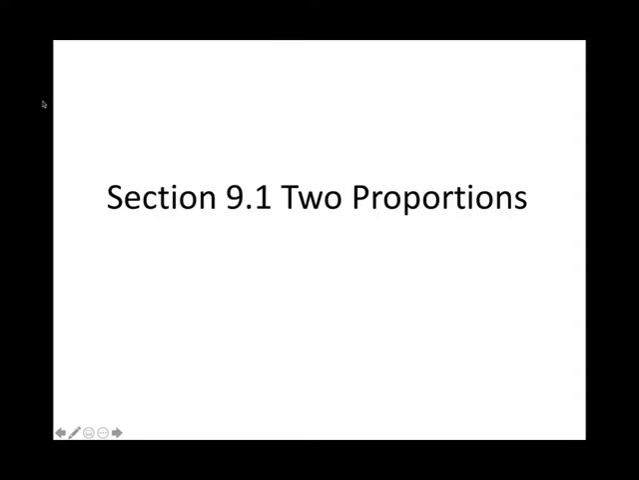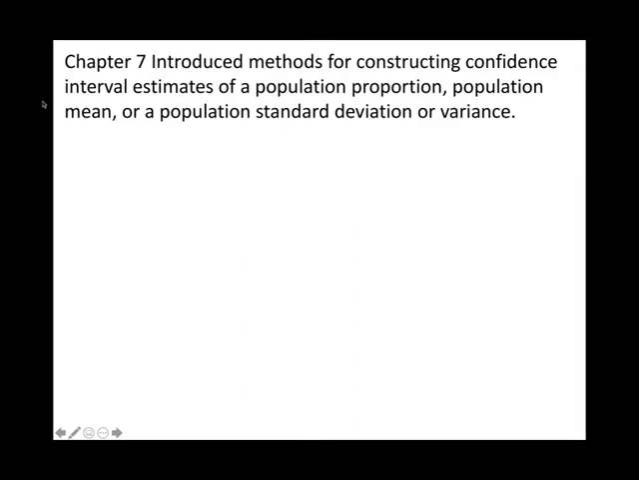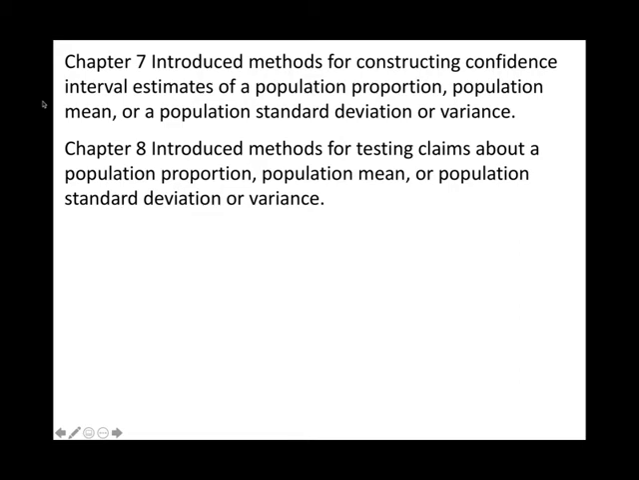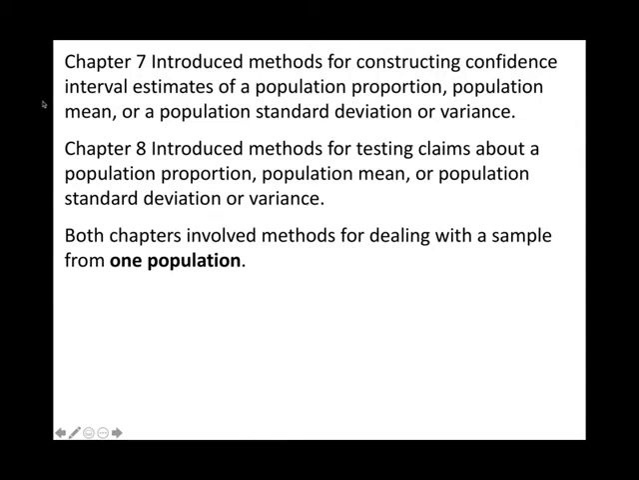Session 9.1 Two Proportions. Chapter 7: we know how to construct the confidence interval involving four population parameters. We have the population proportion, population mean, population standard deviation, or variance. Chapter 8: we know how to do the hypothesis testing with the same population parameters: proportion, mean, standard deviation, or variance. Both chapters only involve methods dealing with one population. Okay, chapter 7, chapter 8, we only work on one population.